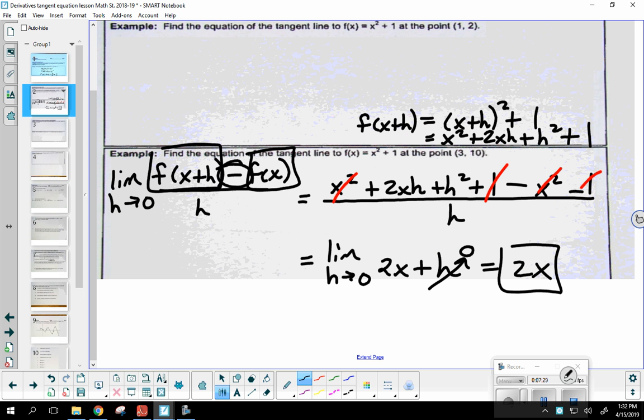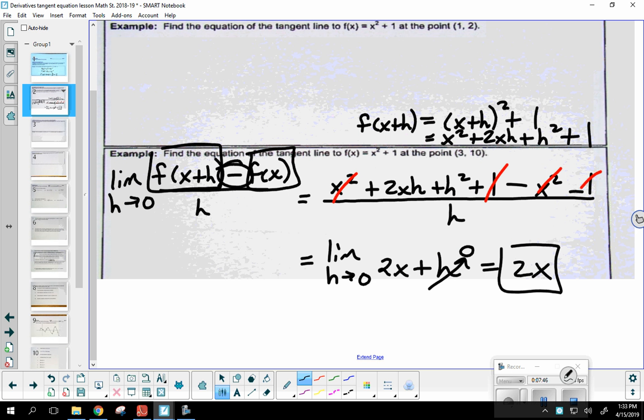How does that work again? Like, how do I take the derivative of x squared? Multiply the exponent by the coefficient and decrease the exponent by 1. What's the derivative of a constant? 0. There we go. Okay.